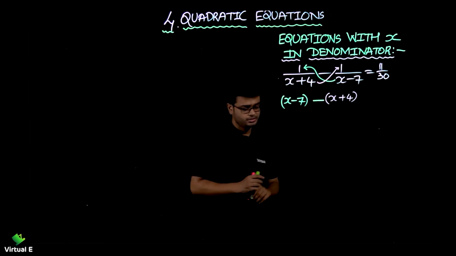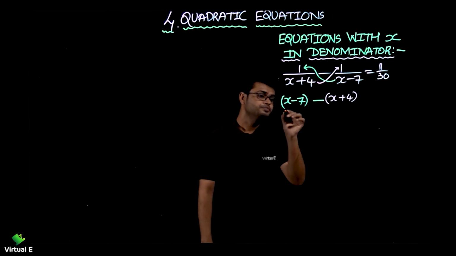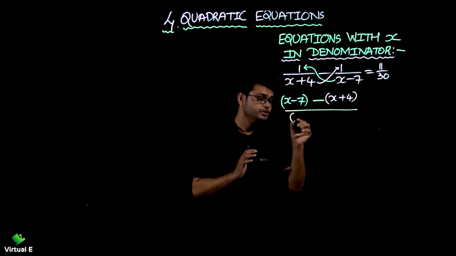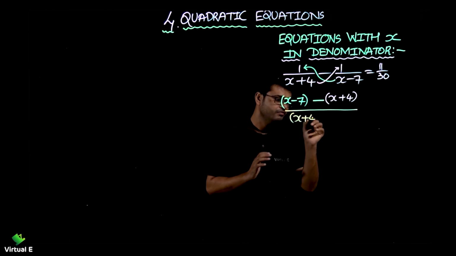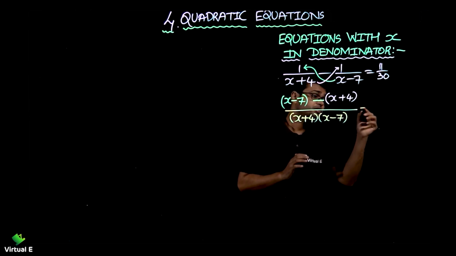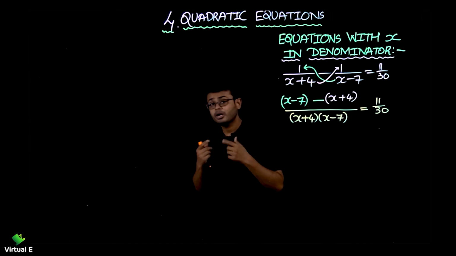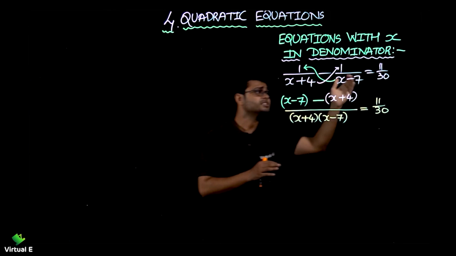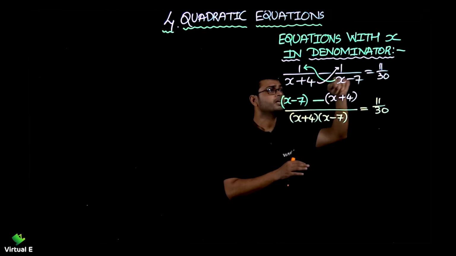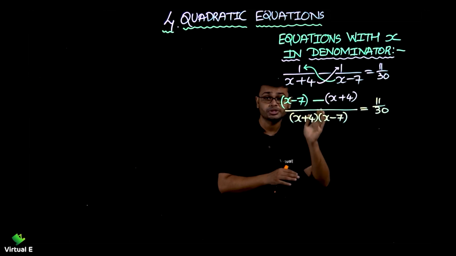And the denominator. What shall we write in the denominator? Think. We need to multiply both factors in the denominator, which is x plus 4 and x minus 7, is equal to 11 over 30, right? I am recalling the steps. X minus 7 should be multiplied with this one, and x plus 4 should be multiplied with this one, and the negative sign as it is, which was there in the question.